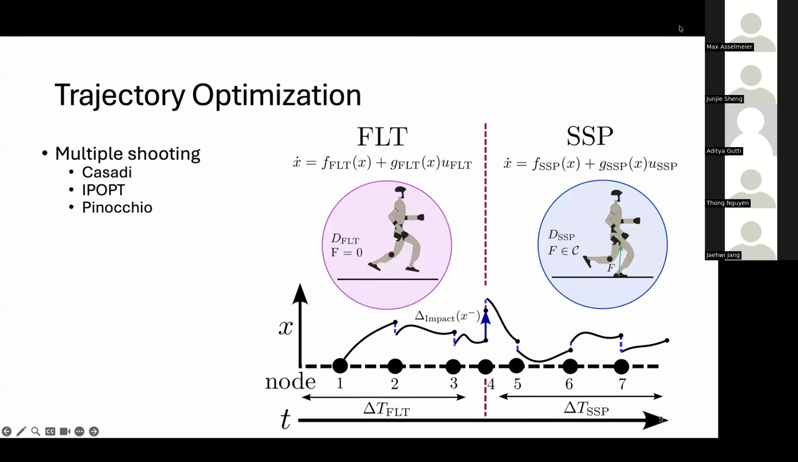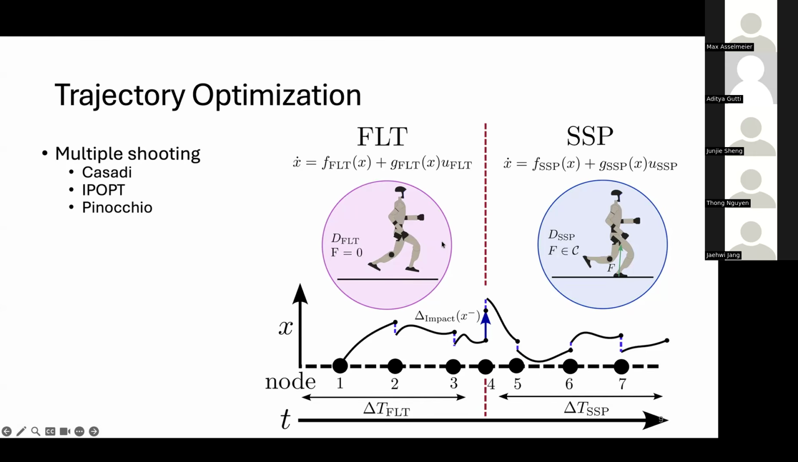So I ended up going with a direct multiple shooting approach. Just as a side note, for implementation, we used CasADi for our autodiff, we used IPOPT for our solver, and we used Pinocchio for the rigid body dynamics. So maybe for those not familiar with direct multiple shooting, this graphic on the right roughly explains it, and explains it also in the context of a hybrid system.